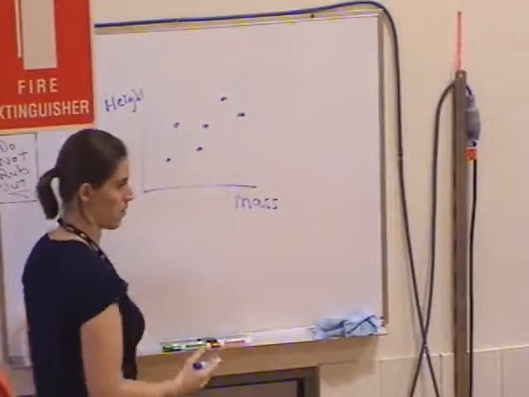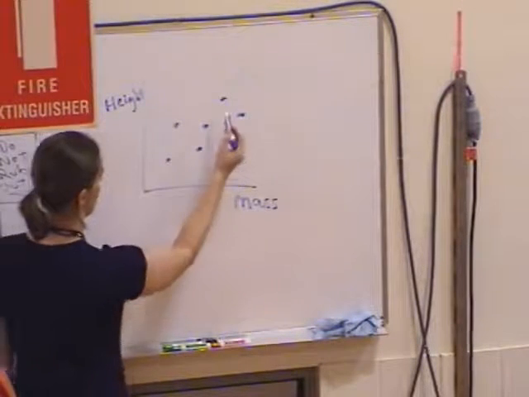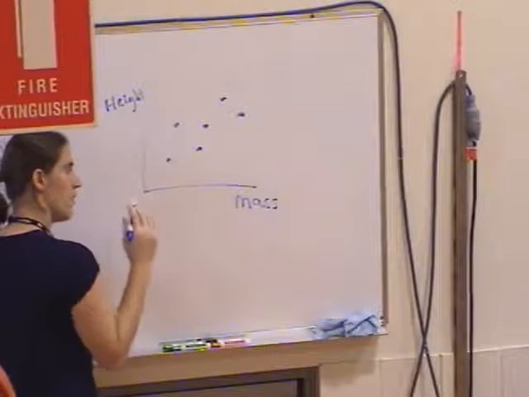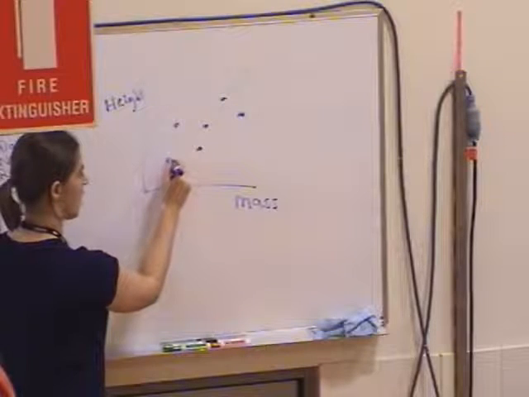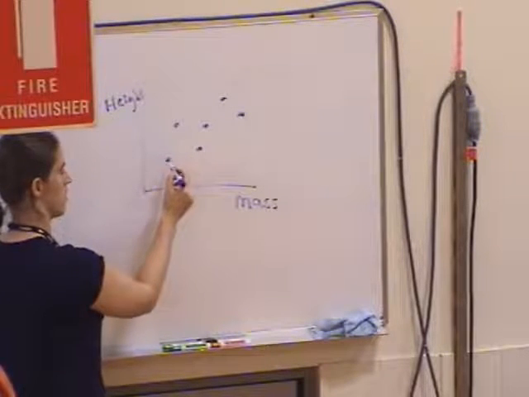So our sample size here is 6. This person has low height and low weight, and this is high height and high weight. This is just plotting each individual person. Each dot represents one subject, one person who was measured.